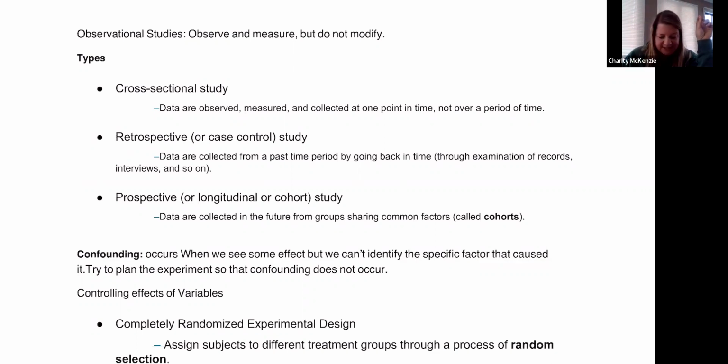Okay. An observational study could be retrospective. You collect everything from the past. So what did this business have happen last year? I am going to observe what had happened and then do a study of that, collect that data. Prospective is data that are collected in the future from groups sharing common factors, sometimes called cohorts, right? So this study is of the future. Like I'm going to study this cohort as they go through college and see what happens or something like that.